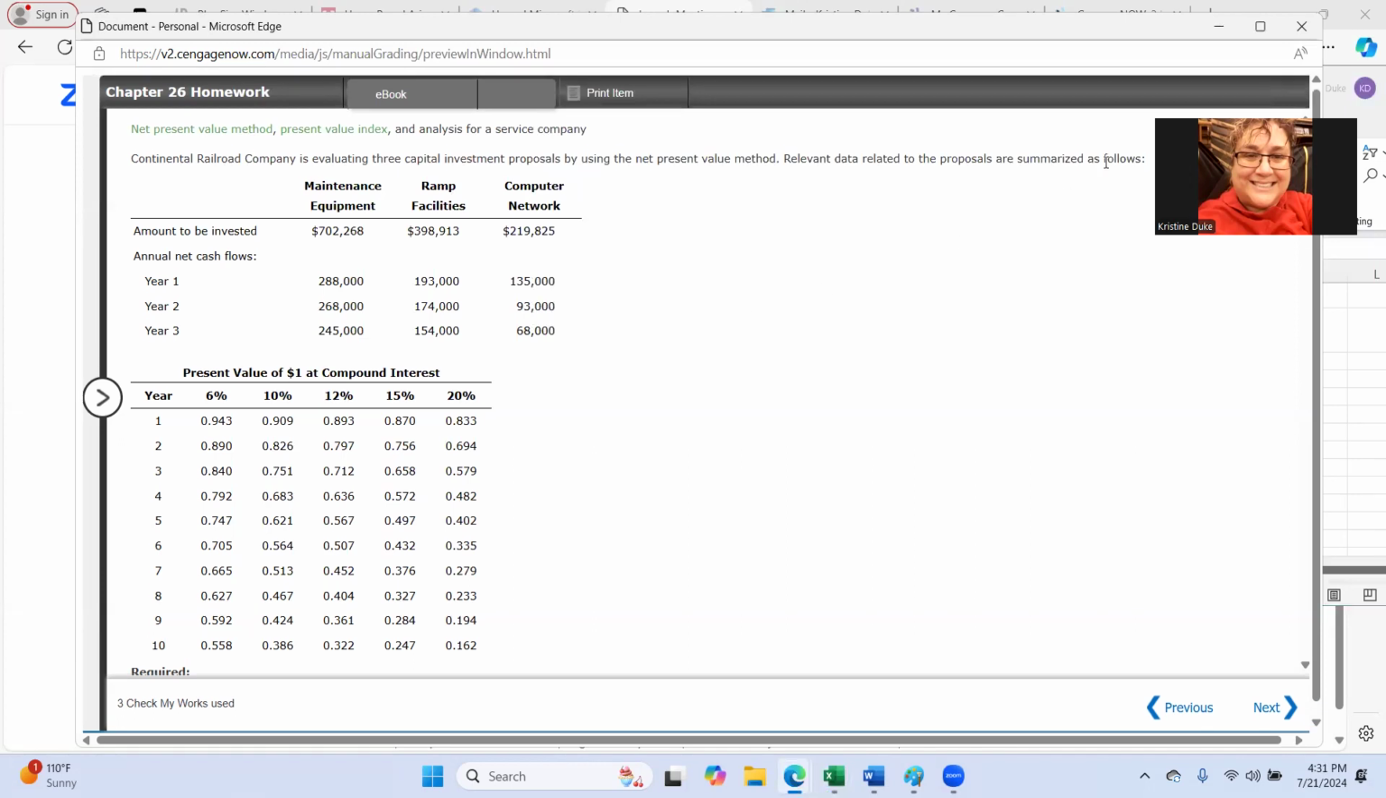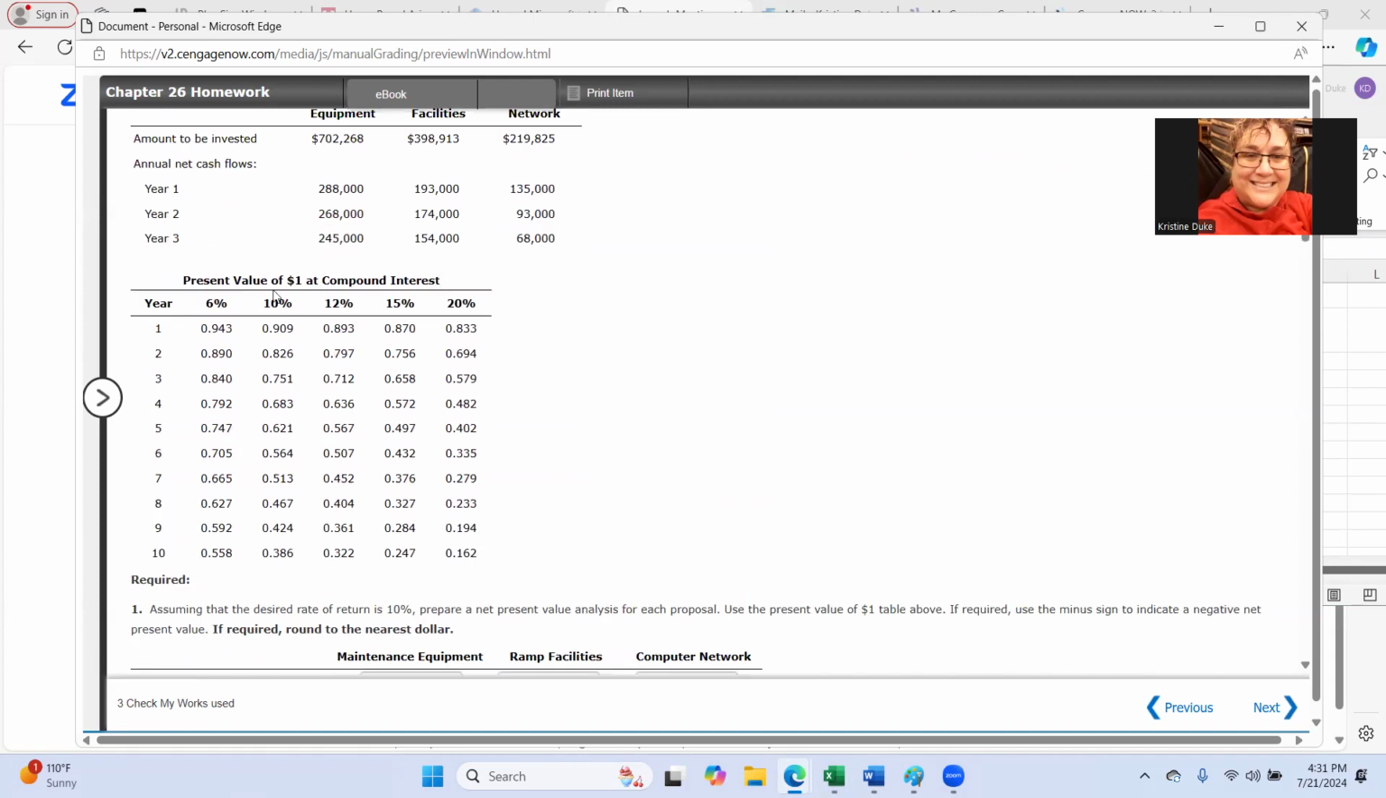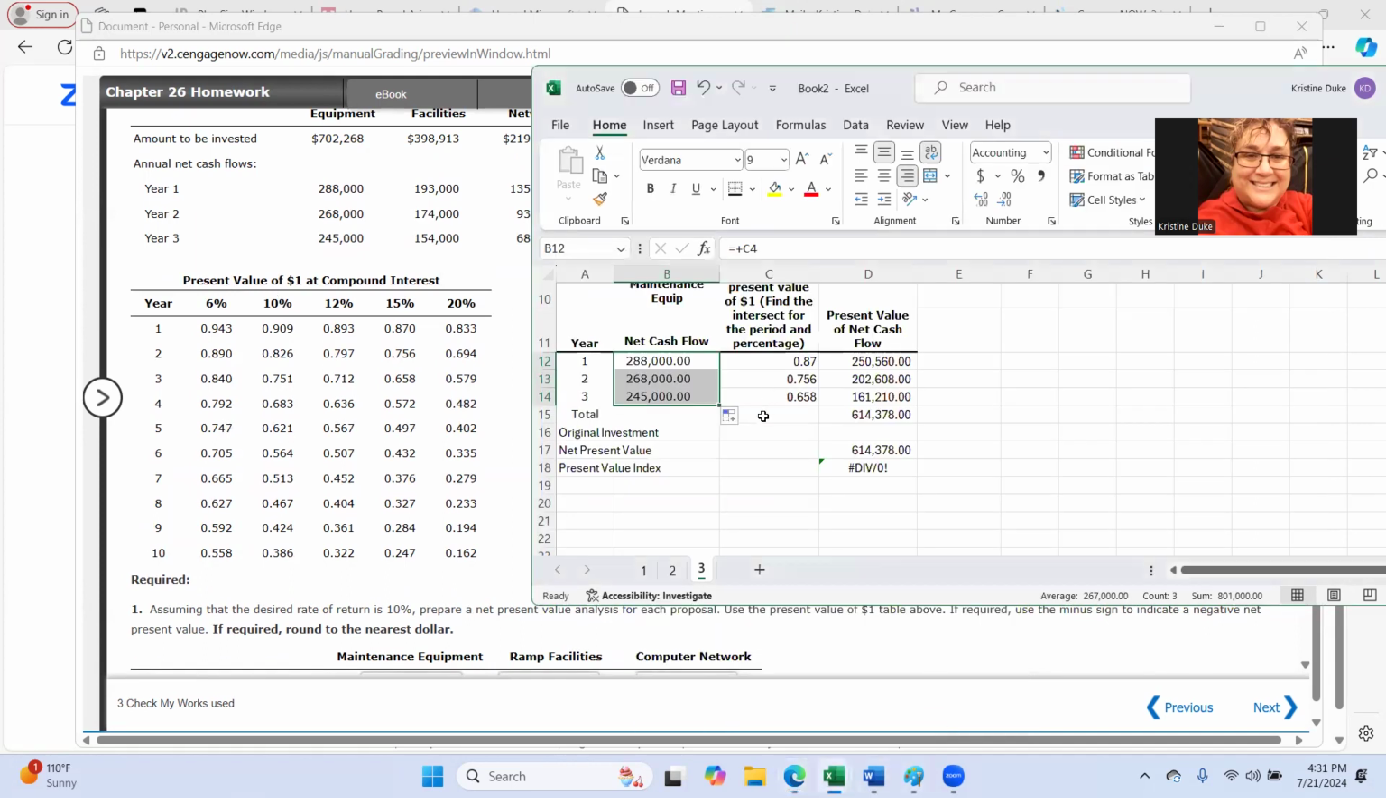So what did they want? Assuming that desired rate is 10. So 10 is right here. We only have three factors to find. And let's grab those factors. 0.909.